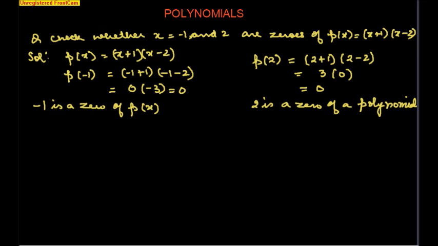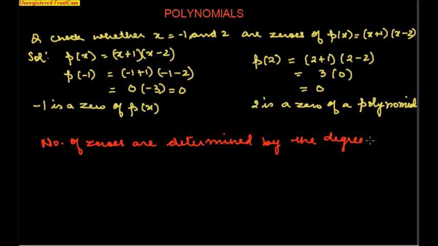Remember one thing which is very important: the number of zeros is determined by the degree of the polynomial. If the degree is 2, then 2 zeros are possible. If the degree is 1, then 1 zero is possible. And if the degree is 3, then 3 zeros are possible. So that's all for the introduction of polynomials.